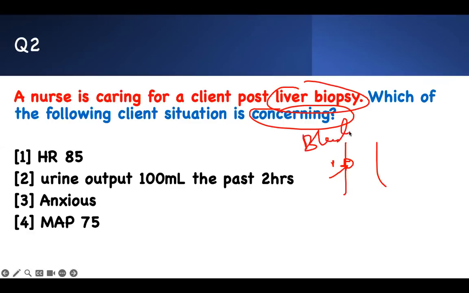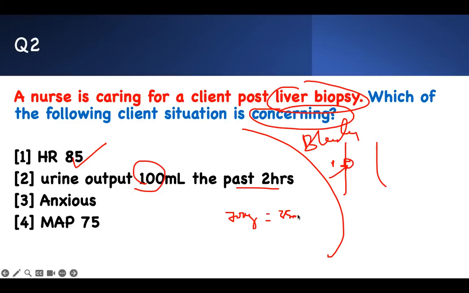Bleeding, number 1. Therefore, every answer choice here, we have to look at in the eyes of bleeding. Concept you have to know. Heart rate of 85 is fine. Urine output 100 ml in the past 2 hours. In a 70-kilo man, supposed to pee 35 ml every hour. So in 2 hours, we're going to have 70 ml. 100 ml for the past 2 hours is good.